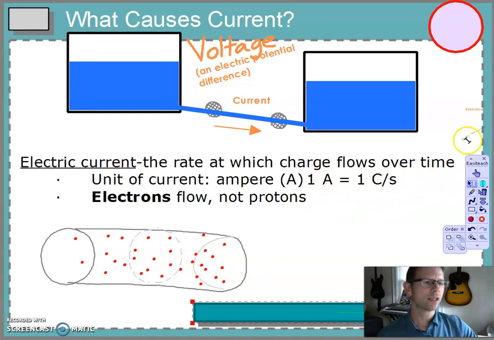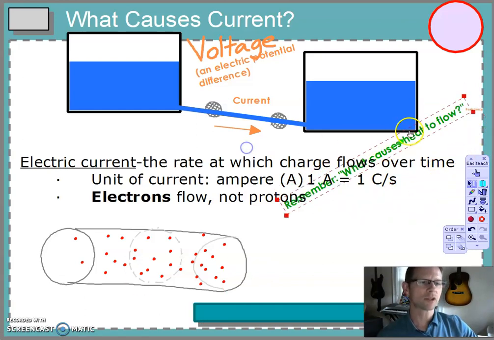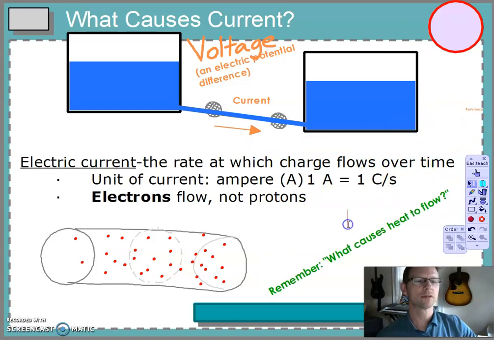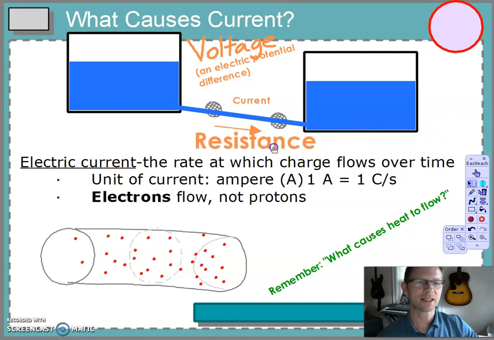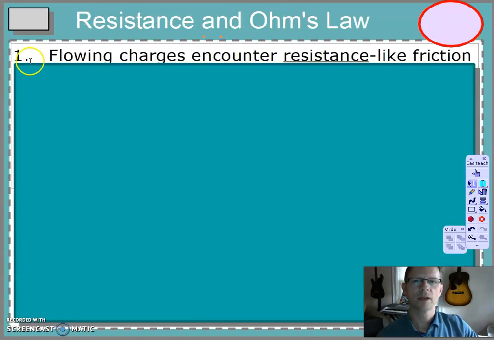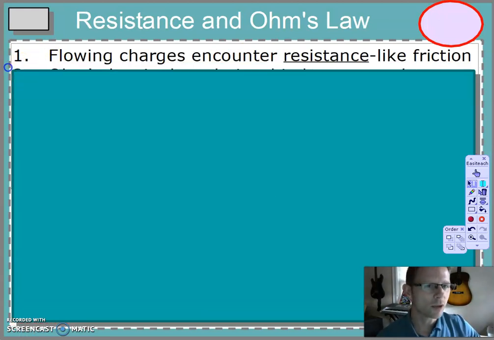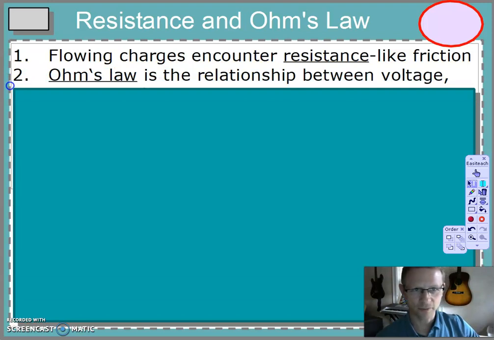Remember that heat was caused by a temperature difference? Well, electric current is caused by an electric potential difference. These little waffle things represent resistance. They would slow down the current. The more the height difference, the greater the current. Flowing charges, when they do flow, have resistance, which is kind of like friction.